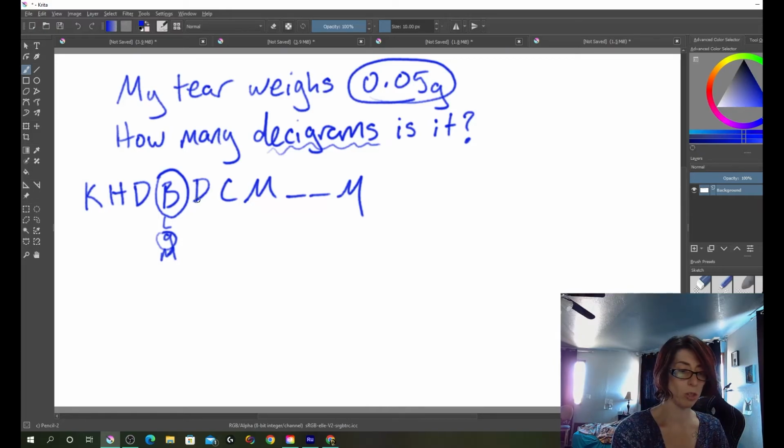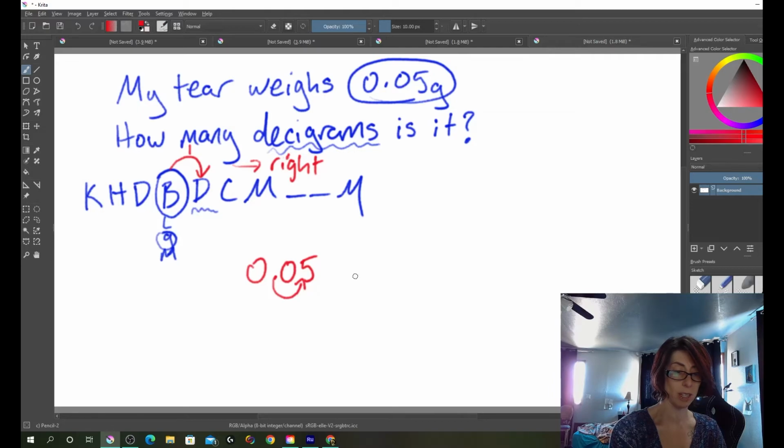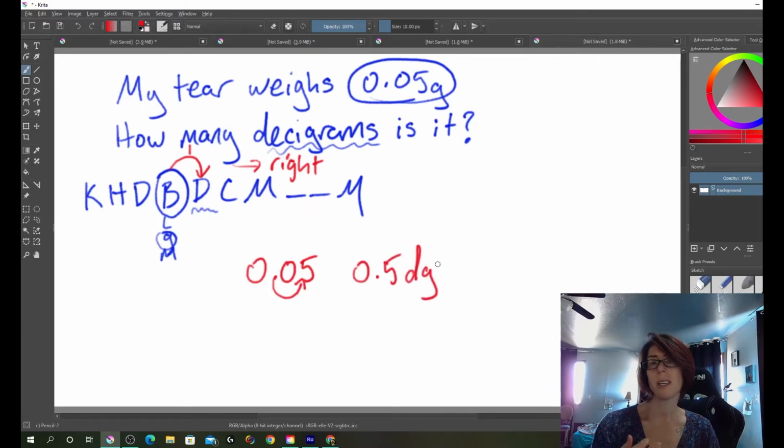So this is where we're trying to go to. This is only 1 jump away, 1 jump to the right. That means my decimal point is going to move 1 to the right. So let me rewrite my number and follow the decimal point, moving 1 to the right. So now we're going to place it there. So now we have 0.5, and that's going to be decigrams. Now this means that 0.5 decigrams is equal to 0.05 grams.